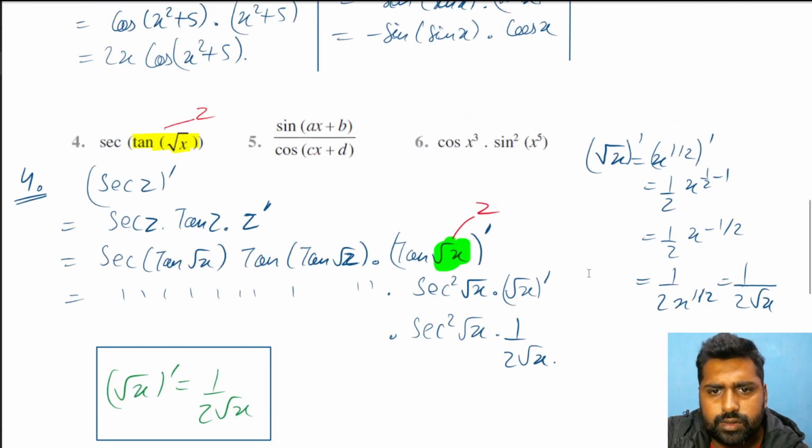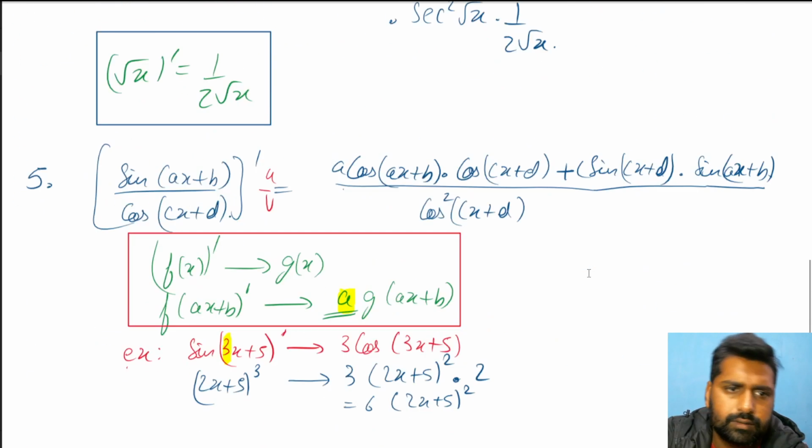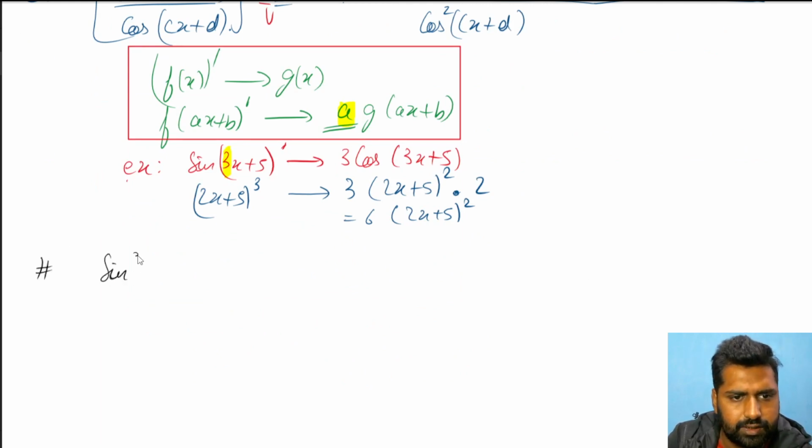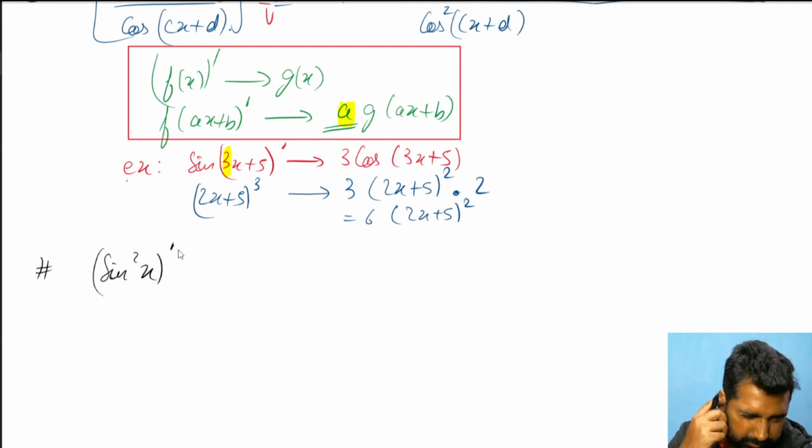The sixth one was cos x cube sine square. So first I'll teach you how to differentiate sine square, cos square. Let's take one illustration: differentiation of sine square x. Okay, let's take sine cube instead. Sine cube x.